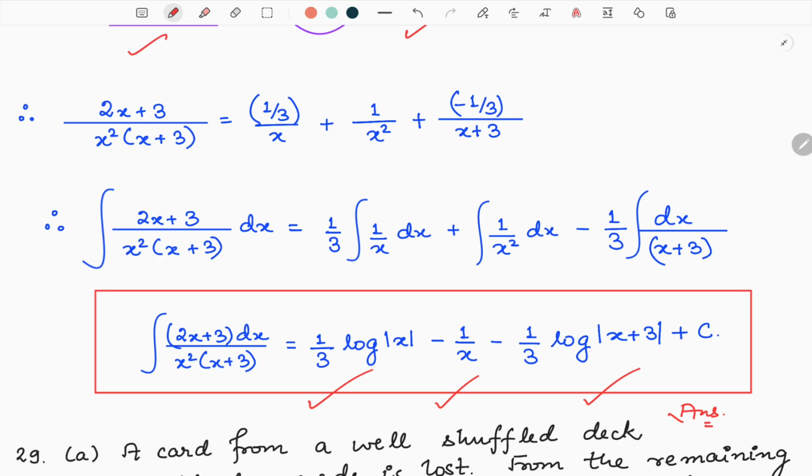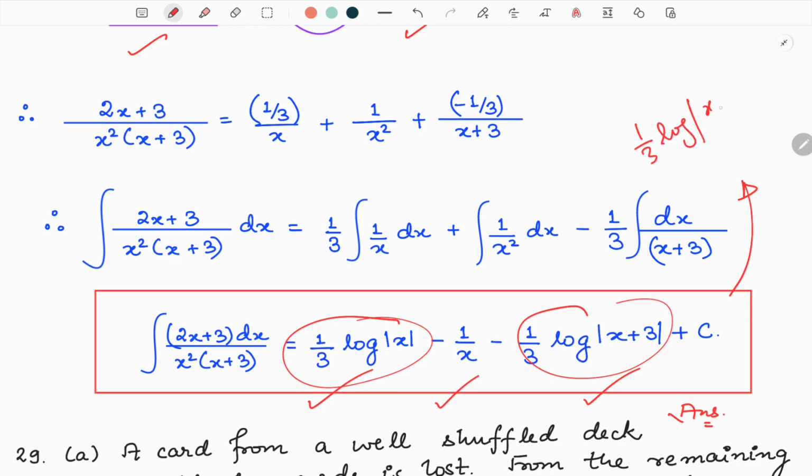So the answer will be 1 by 3 log of mod x, minus 1 by x, minus 1 by 3 log of x plus 3, plus c. You can leave it here, or you can solve one more step. If you take this and this as common, you can apply the property of log, like 1 by 3 log of mod of x upon x plus 3, minus 1 by x, plus c. So either this should be the answer, or this is also acceptable.